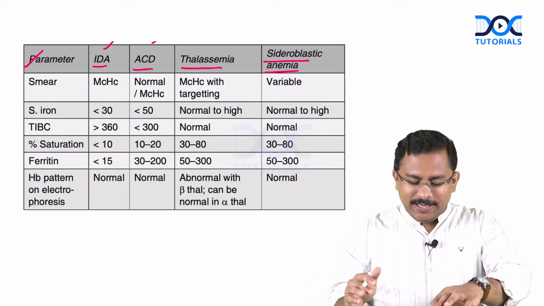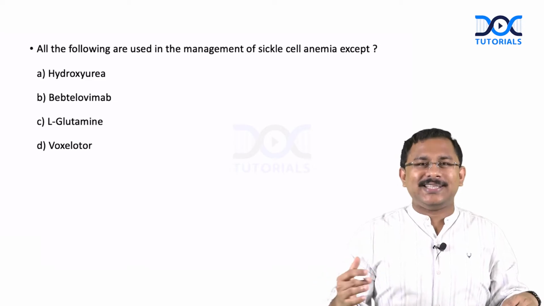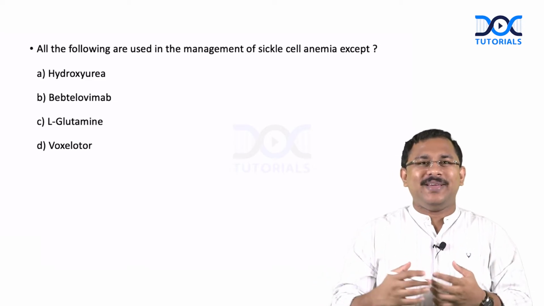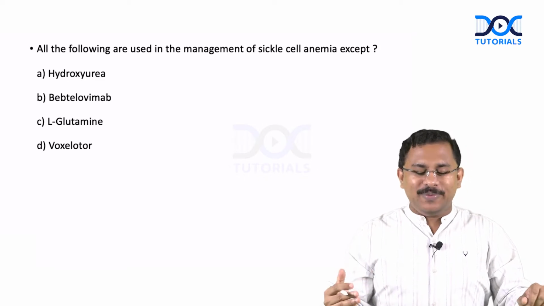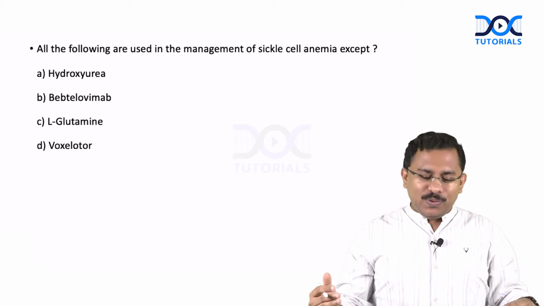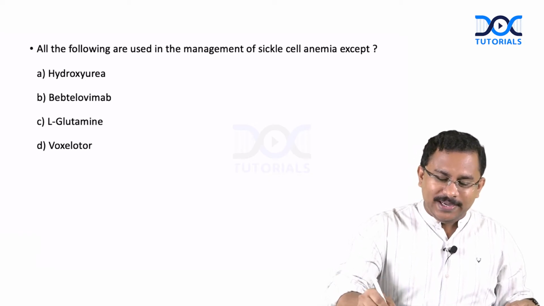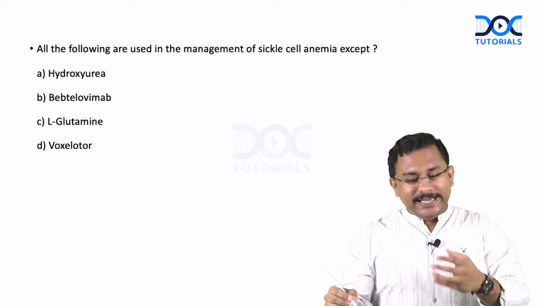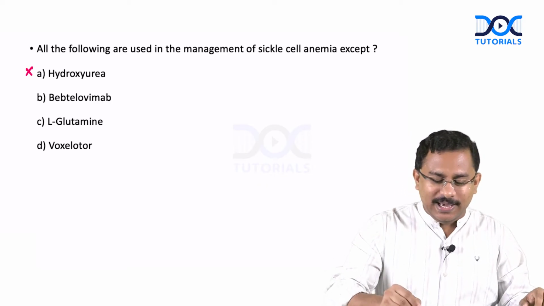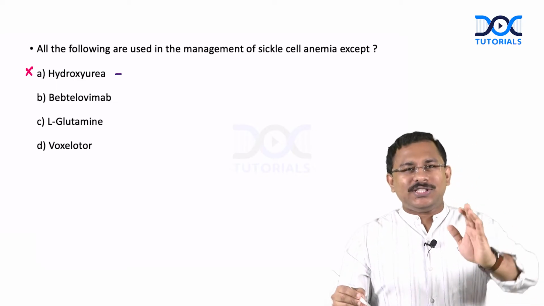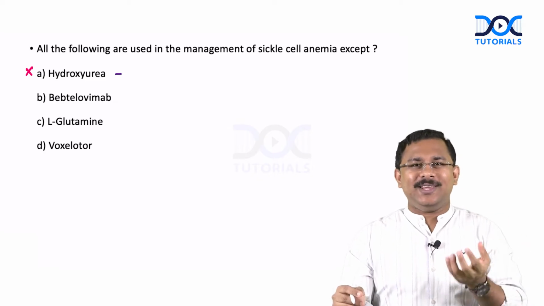Okay, all right. Coming to the next question, all of the following are used in the management of sickle cell anemia except. So another question from hematology: hydroxyurea, bebtelovimab, L-glutamine and voxelotor. So in this question, first of all, let's take hydroxyurea. Okay, see, hydroxyurea is definitely used in the management of sickle cell. So definitely it's not going to be the answer. So hydroxyurea in fact is the standard of care of patients with sickle cell anemia.